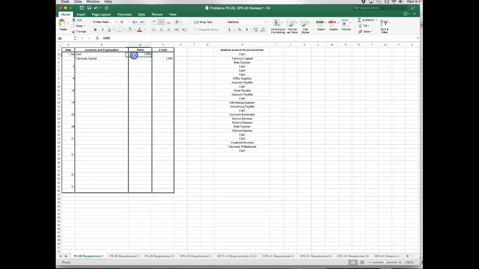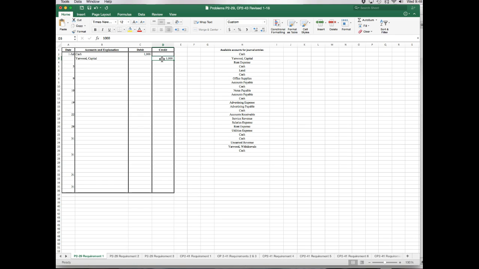Now again, this is just an example. This is not going according to what your problem in the textbook has. So again, you're going to be listing for every transaction that occurs from July 1st through the 31st what your debit is and what your credit is. And again, the debits and credits must equal. You can have more than one debit and you can have more than one credit.